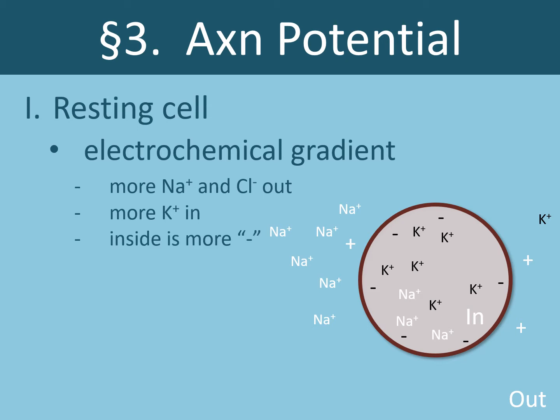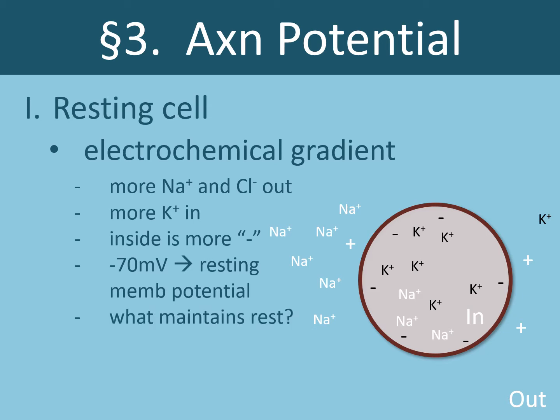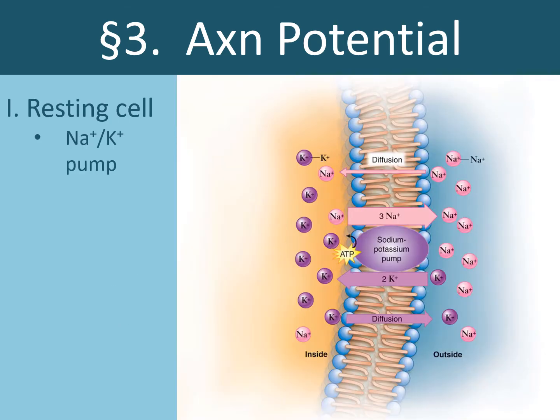A charge separation is measured in terms of voltages. The average resting neuron has a voltage of -70 millivolts inside of the cell. And remember, this is referred to as a resting membrane potential. Do you remember what component of the cell helps maintain the resting state? Hopefully you remembered that a cell maintains rest using the sodium-potassium pump.